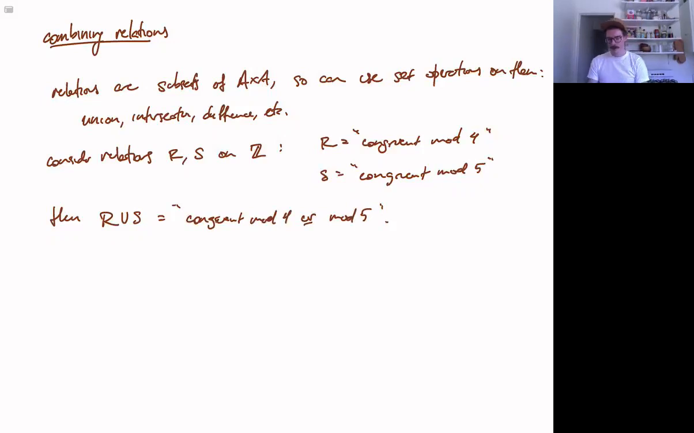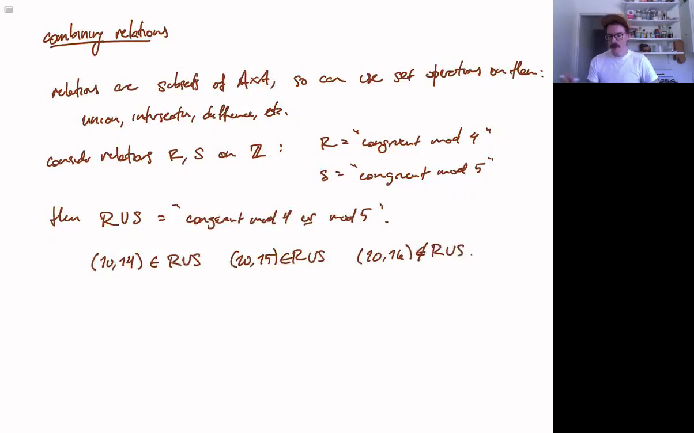So, for example, (10, 14) is in R union S because these are congruent mod 4. (10, 15) is also in R union S because these are congruent mod 5. But, you know, what's an example of maybe (10, 16) is not in R union S, because it is not congruent mod 4 nor mod 5.